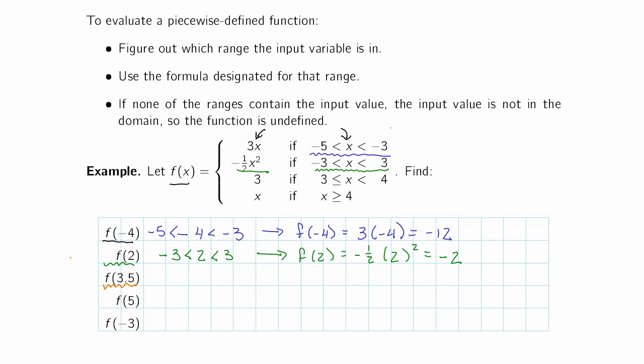3.5, well, it's not between -5 and -3. It's not between -3 and 3. 3.5 is between 3 and 4. So that means 3.5 is in this range, which means f of 3.5 uses this expression. That expression expresses a constant function. It says for any number between 3 and 4, the value of the function is just 3. So f of 3.5 is just 3.